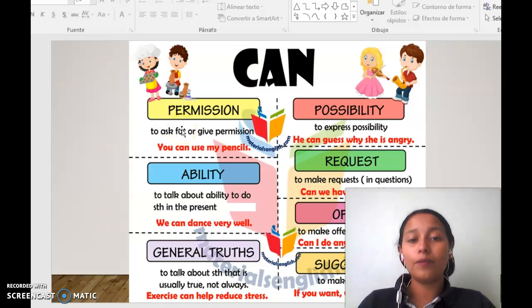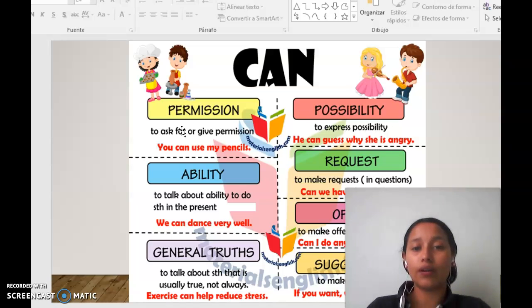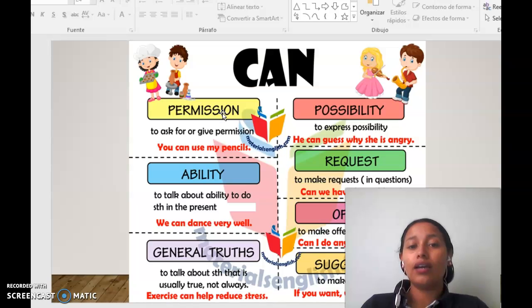So, here we have the functions of the verb can. And the first one is for permission, to ask for or give permission. Here you can see the examples for every function. The second one is ability, and it is to talk about an ability in the present. The third one is used for general truths, to talk about general rules that are usually true.